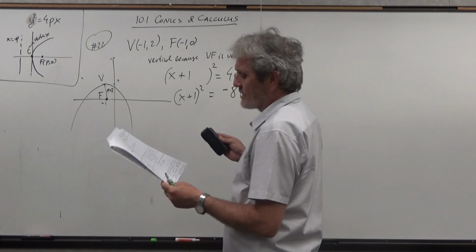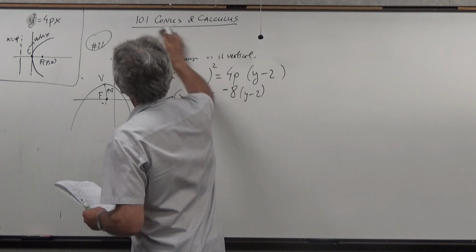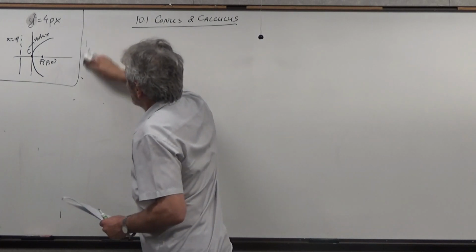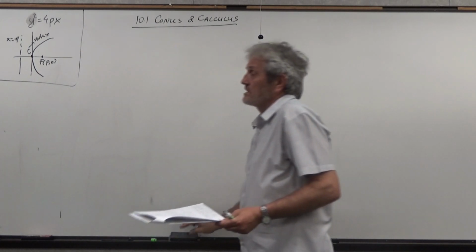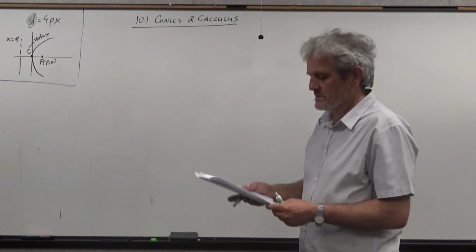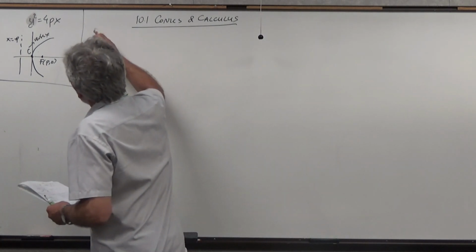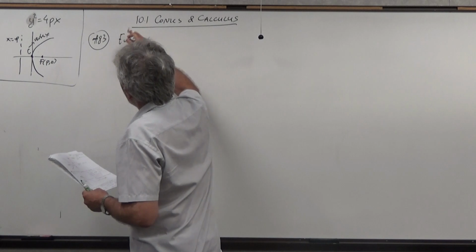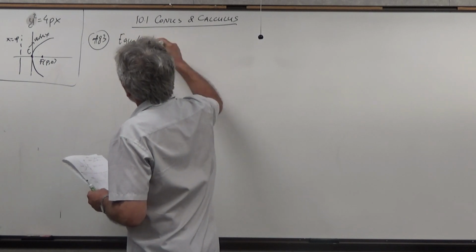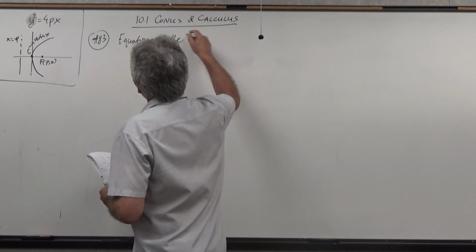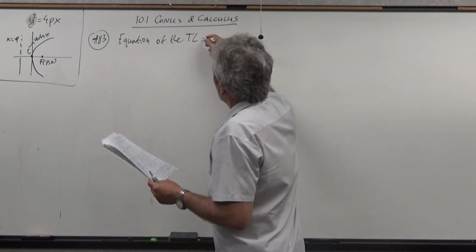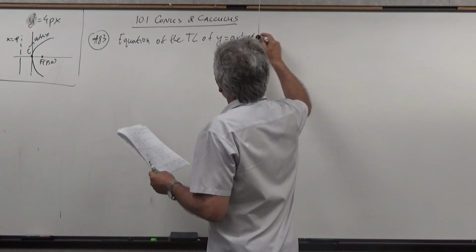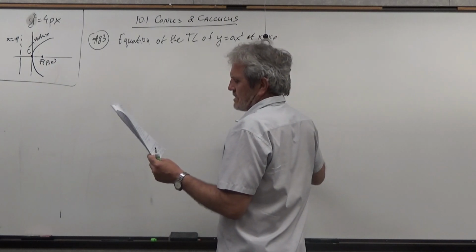So what happens here, we want to play a little calculus here because there's conics and calculus. So we want to talk a little bit about tangent lines. There's nothing special here. You just calculate tangent lines the way you normally do it using derivatives. So number 83, it says the following. Find an equation of the tangent line of y equals ax squared at x equals x0.